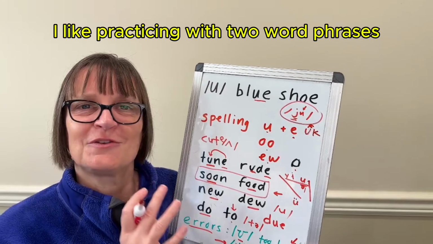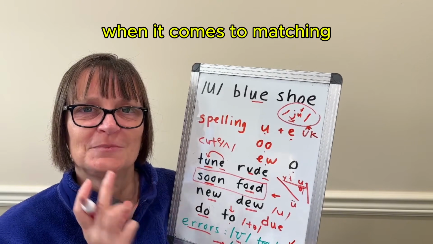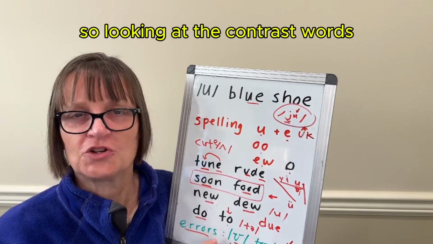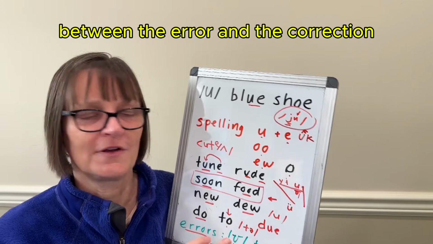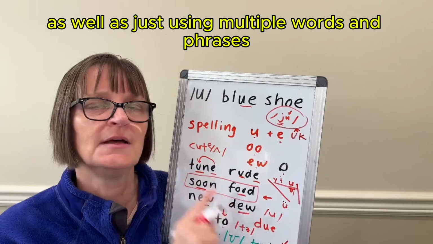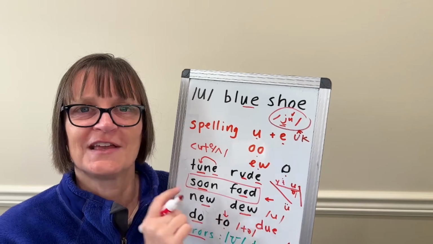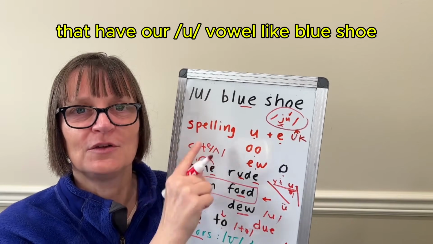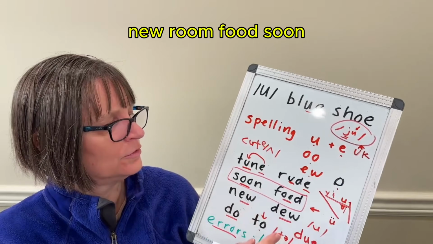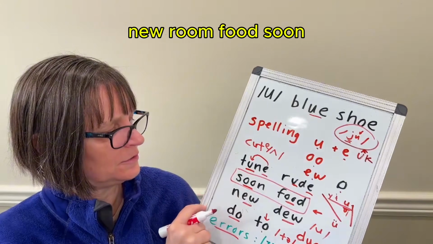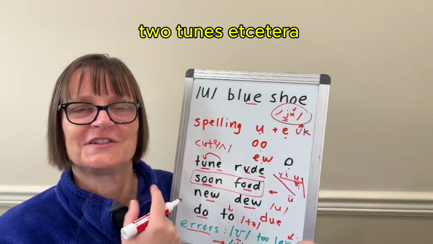I like practicing with two-word phrases when it comes to matching, so looking at the contrast words between the error and the correction, as well as just using multiple words and phrases that have our oo vowel, like blue shoe, new room, food soon, two tunes, etc.